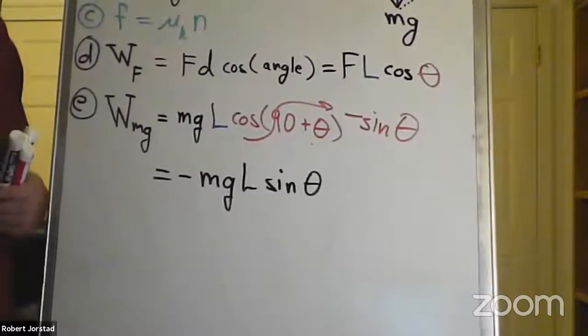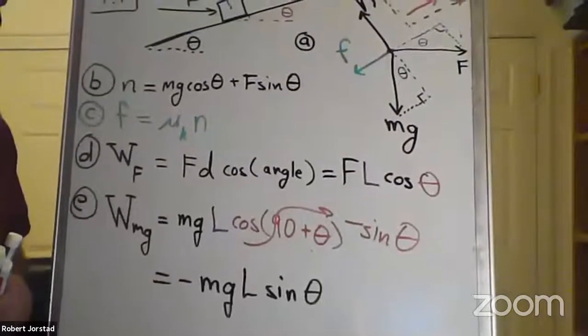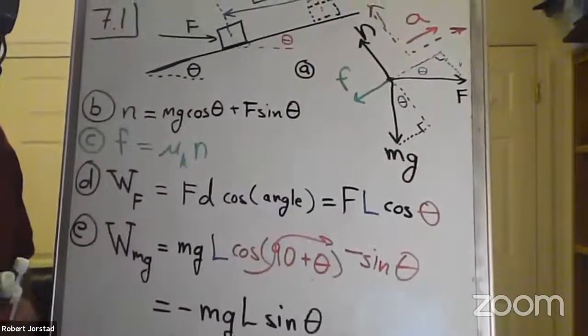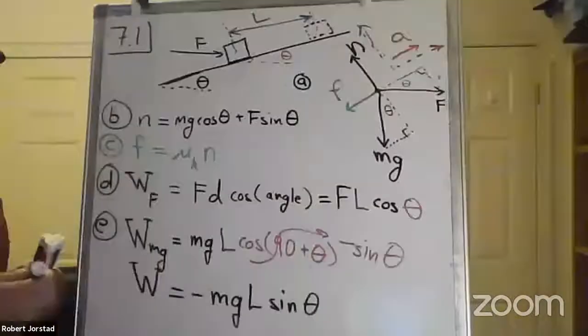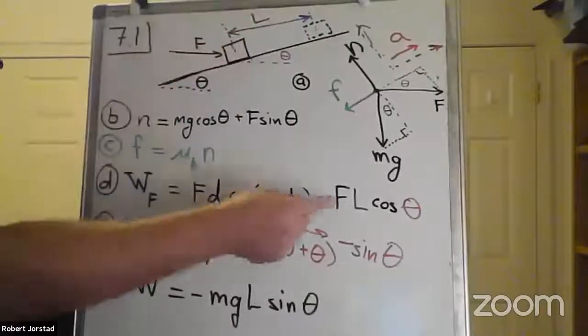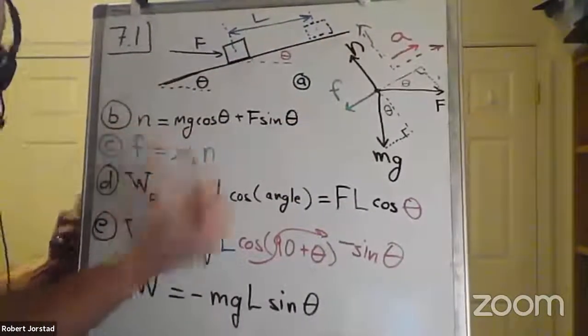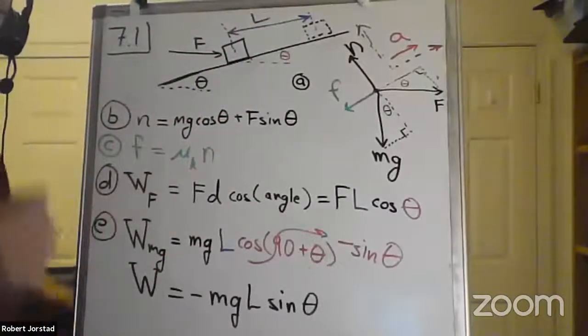Does that seem reasonable? Let's think. Well, gravity's trying to pull it down. So yeah, that makes sense, right? And so that's how you check these minus signs. You're like, well, let me think. The force is pushing up. That should be a positive work. Mg is trying to hold it back. So that's going to be a negative work. Got it. This looks cool.